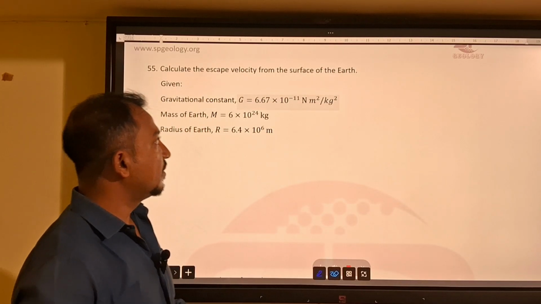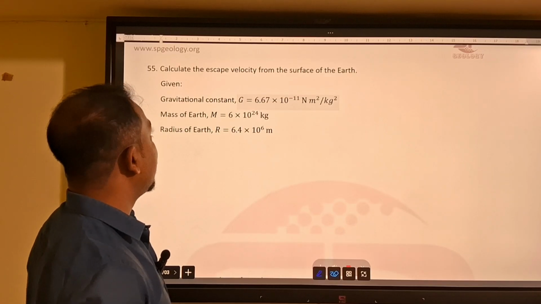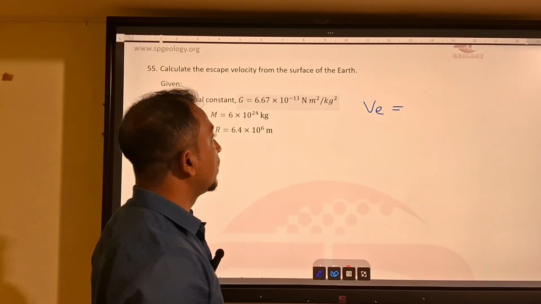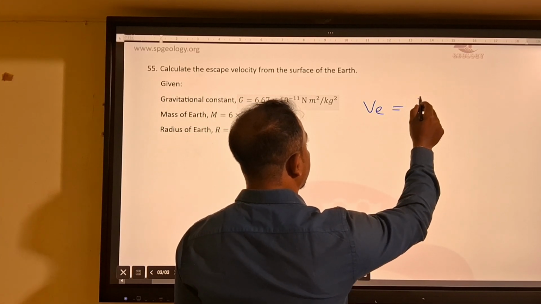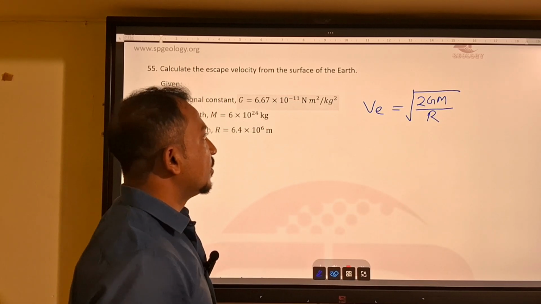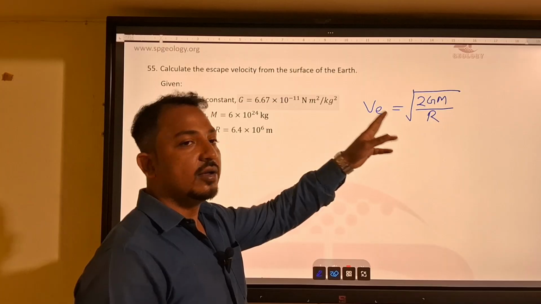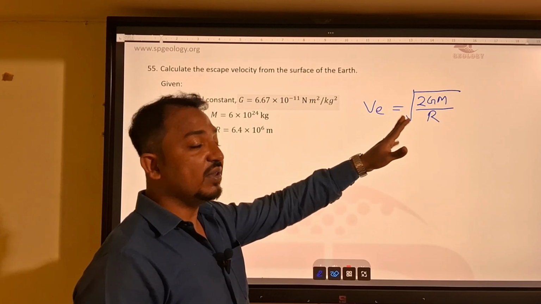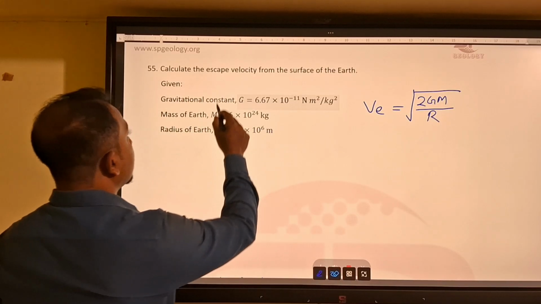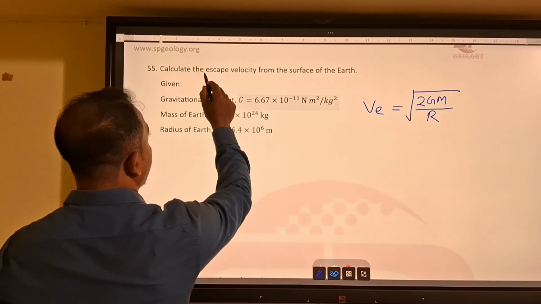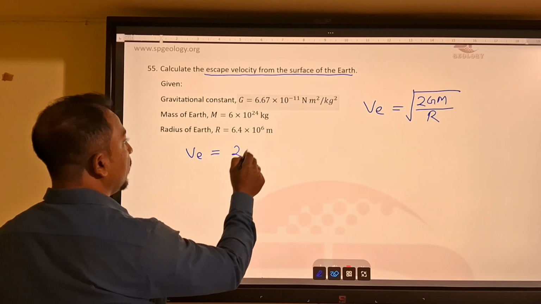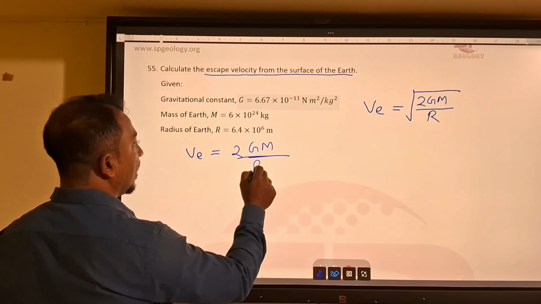Let's come to another type of problem, that is escape velocity. First, you should know the formula of escape velocity. The escape velocity of any planet will be root over 2GM by R, where G is the universal gravitational constant, M is the mass of the planet, and R is the radius of the planet. Here we calculate the escape velocity of the earth. So escape velocity will be root over 2GM by R.